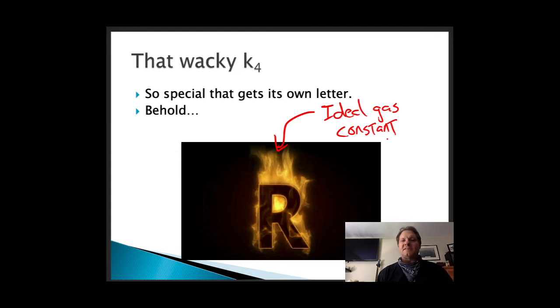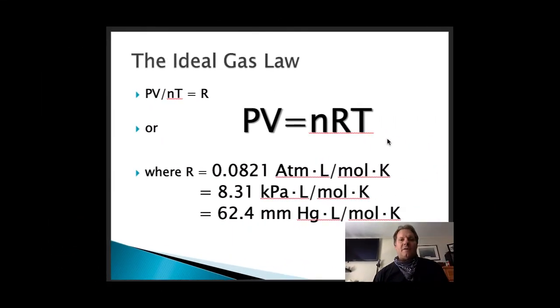This number pops up in chemistry, it pops up in physics. Anytime we're dealing with gases, the ideal gas constant is around. Rearranging our formula of PV over NT equals R gives us what we call the ideal gas law. The ideal gas law: pressure times volume equals number of moles times our R value times our temperature.